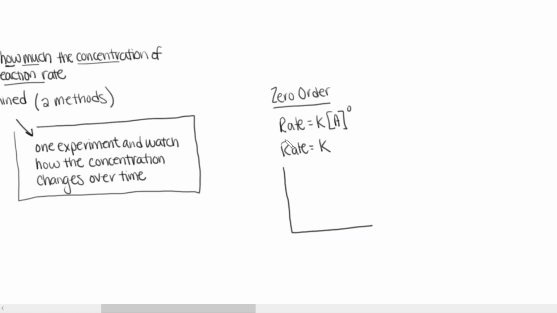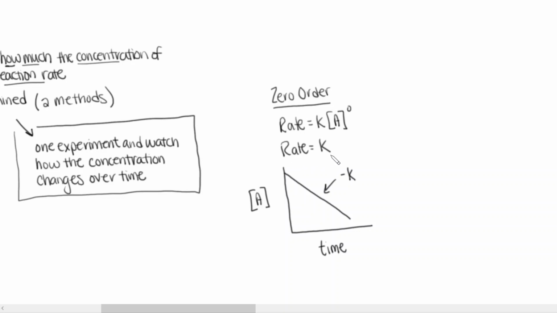So if the rate is constant and does not change, and I were to graph the concentration versus time, I would see a linear relationship. I wouldn't get that curve that we get for first order and for second order reactions. And in fact, the slope of this line would be equal to the negative rate constant.